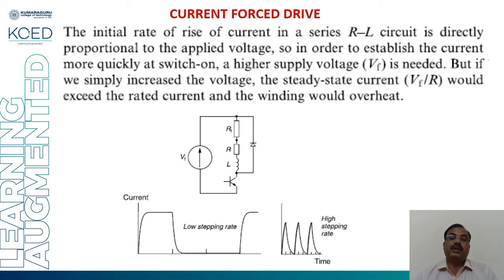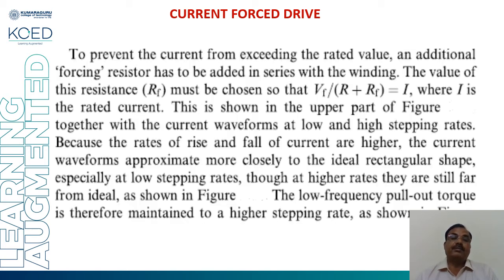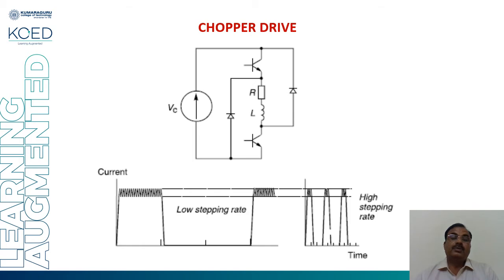This is the current forced drive with series connected RF. Normally the RF value is chosen for the required current for maintaining such current. VF divided by R plus RF will provide the current, so that the rating of the machine is maintained. The torque is improved when you force full current.